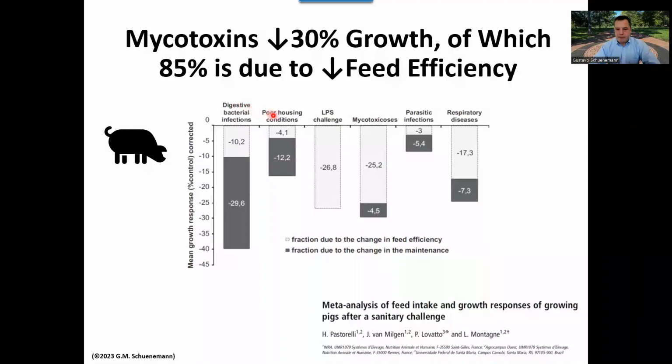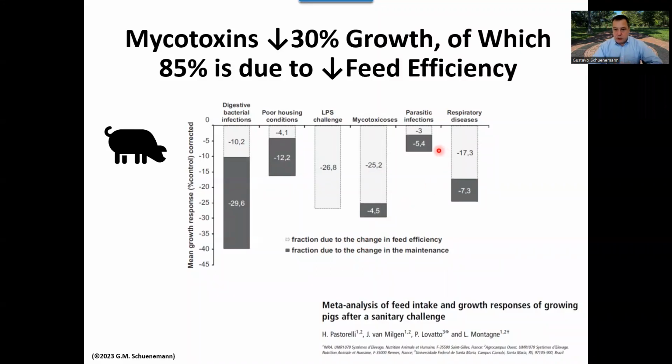And here are different things, right? This is digestive bacterial infection. This is poor housing. This is just LPS, like E. coli challenge, a lot of E. coli challenge. These are mycotoxins, what we're talking about now. This is why the 85% come from the fraction that is due to change in feed efficiency.